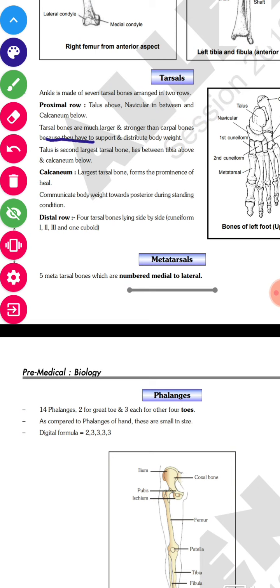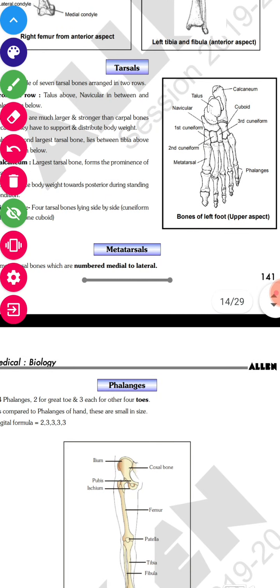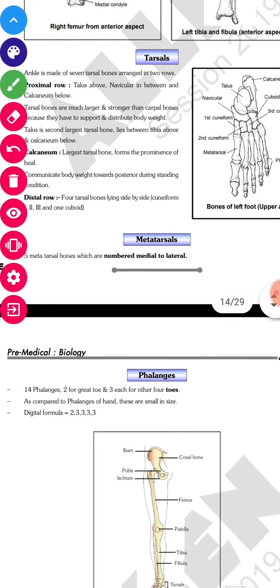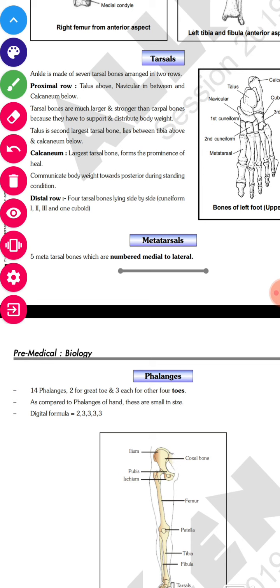Tarsal bones are much larger and stronger than the carpal bones. See, obviously tarsal bones have to be larger and stronger because they have to bear the weight of the entire body, right? Talus is the second largest tarsal bone. You can see over here talus, second largest, and it is between tibia above and calcaneum below. That you can see in the picture.